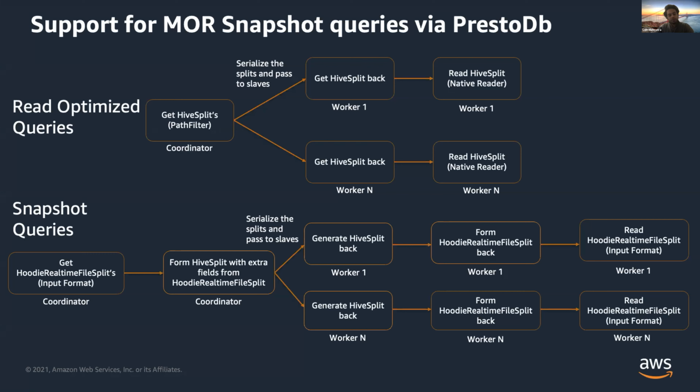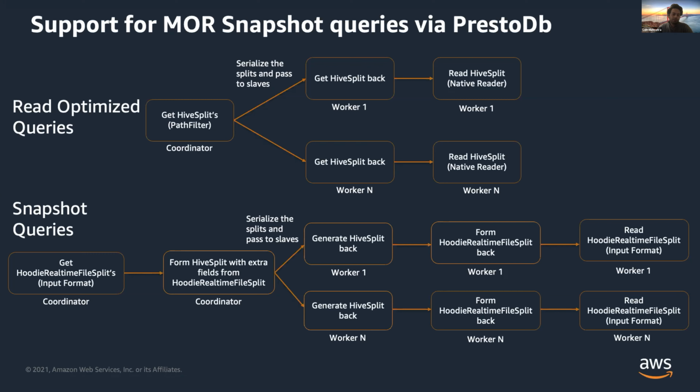And then we introduced converters in Presto, which convert from and to real-time file splits to Presto's Hive split representations. In that representation, we had to add some fields so that we can add this additional information about the log files, for example, so it can serialize and pass it to the workers. And then on the worker side, once you have the Hive split, you can deserialize it back into the Hoodie real-time file split, and then you can read it using the record reader from the input format itself.